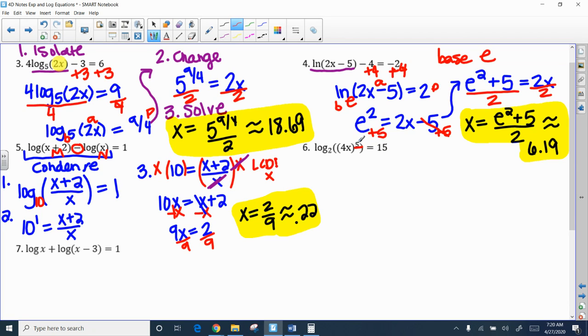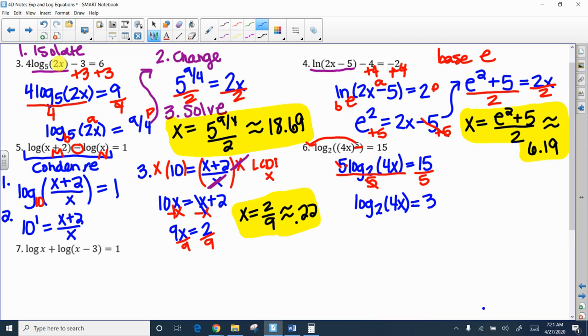Remember, the property we have with this is if we have an exponent, we can move it to the front. So if I do that, I'm going to have 5 log base 2 of 4x equals 15. Now, that seems to not help us because now the logarithm is not by itself, but it does help us because now I could get rid of this 5 by dividing. And so now I'm going to have log base 2 of 4x equals 3. So that was all part of step 1, isolate the logarithm.